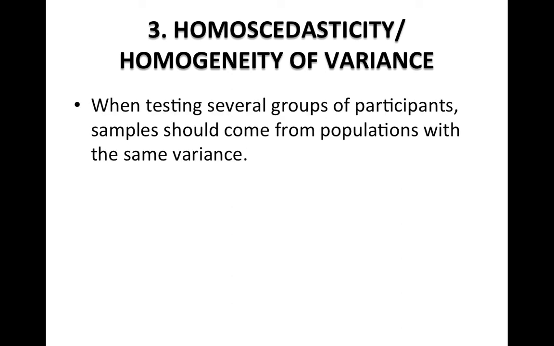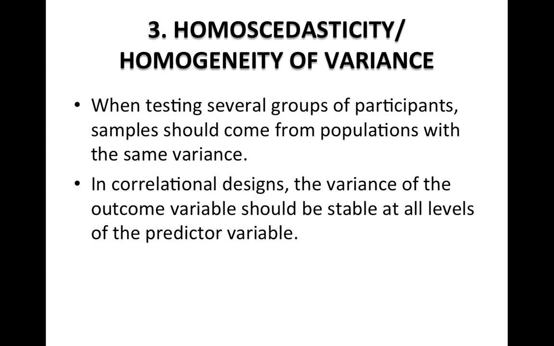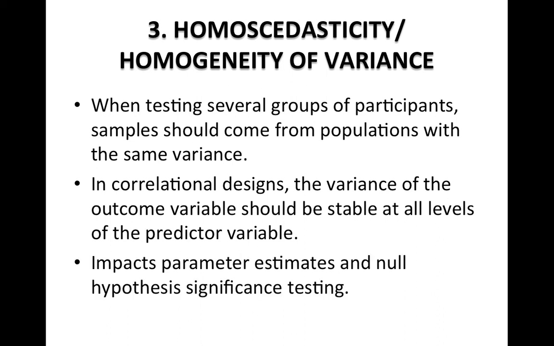Homoscedasticity and homogeneity of variance have to do with testing several groups of participants, and what we're looking for is the same amount of variance or error within each group. In correlational designs, the variance of the outcome variable should be stable at all levels of the predictor variable, and not meeting this assumption will impact the parameter estimates and will cause problems when we're doing null hypothesis testing.